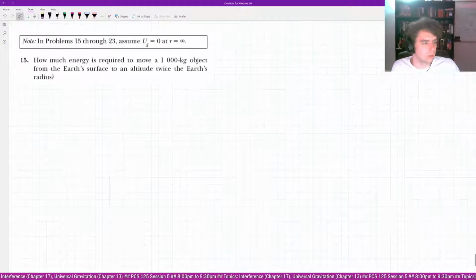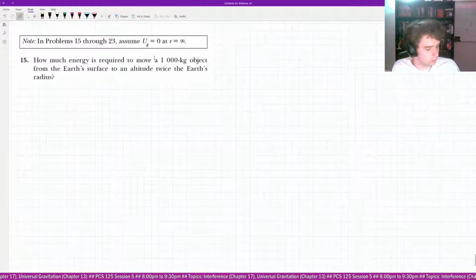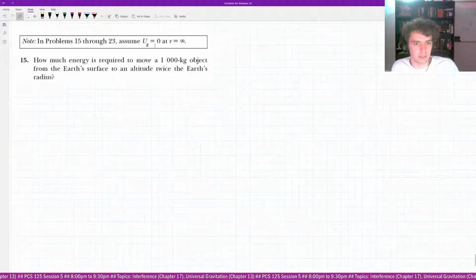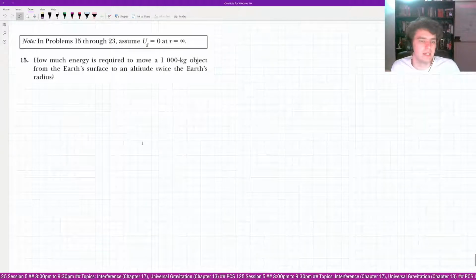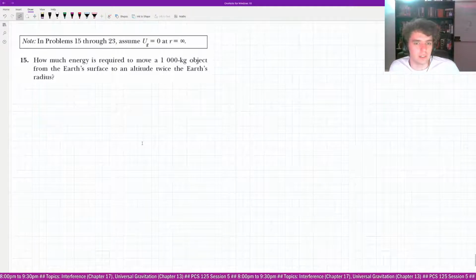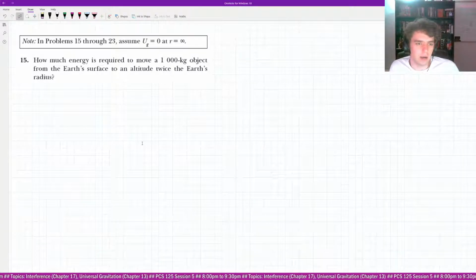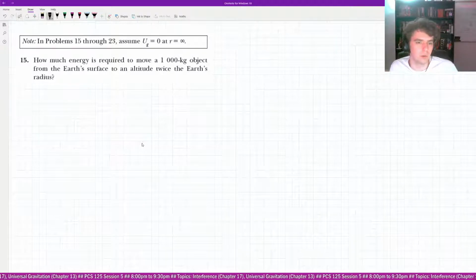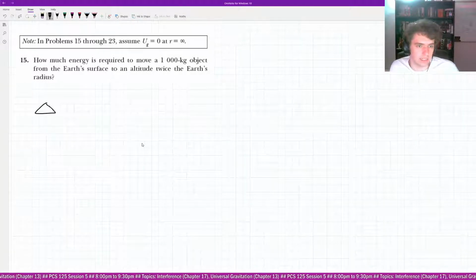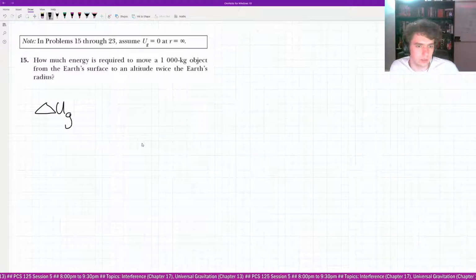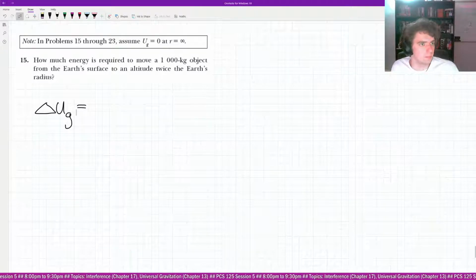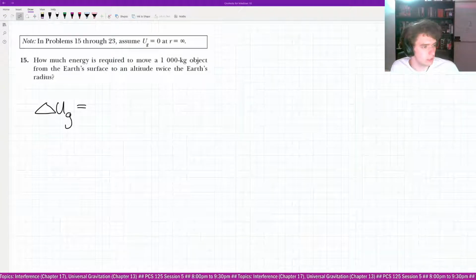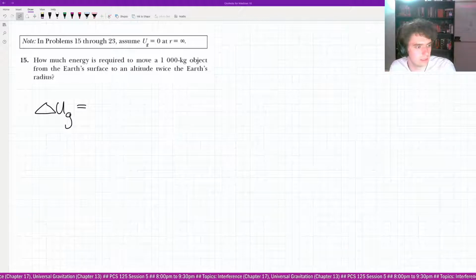Okay, so for question 15, we assume that the gravitational potential energy is 0 at r equals infinity. So how much energy is required to move a 1,000 kilogram object from Earth's surface to an altitude twice the Earth's radius? Well, that sounds like a delta U thing. So delta UG is something, and I will find the something. Delta UG is this right here.